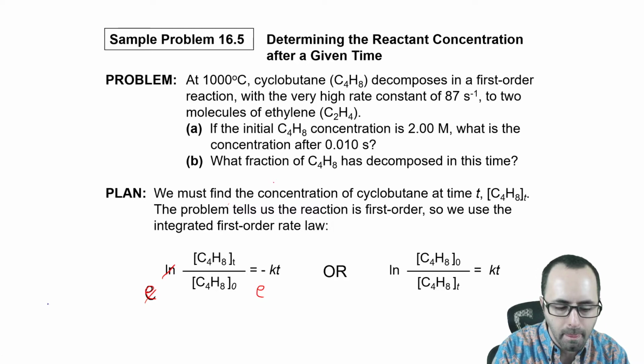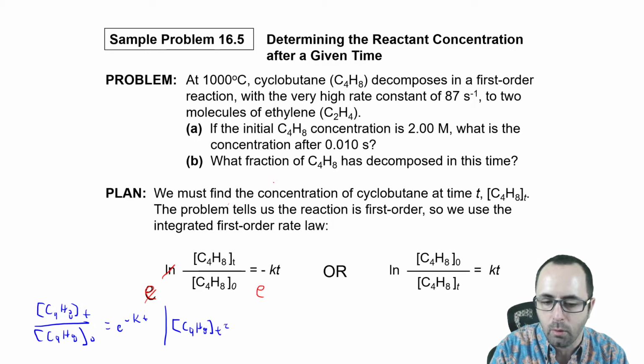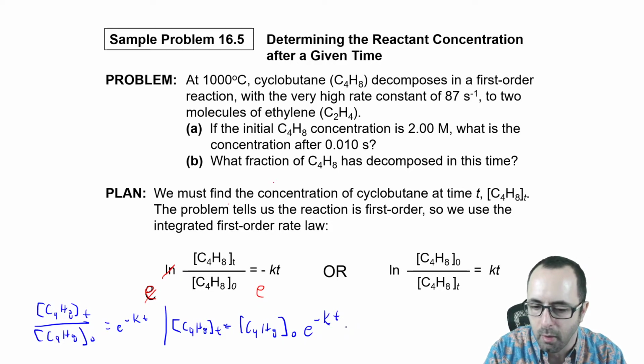concentration of C4H8 at time t over the concentration of C4H8 at time 0 equals e to the minus kt. And then I can multiply both sides by C4H8 initial at time 0. Then I get C4H8 at time t equals C4H8 at time 0 times e to the minus kt. And now I can plug in my values.